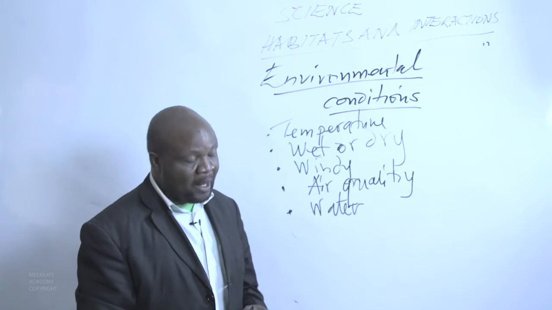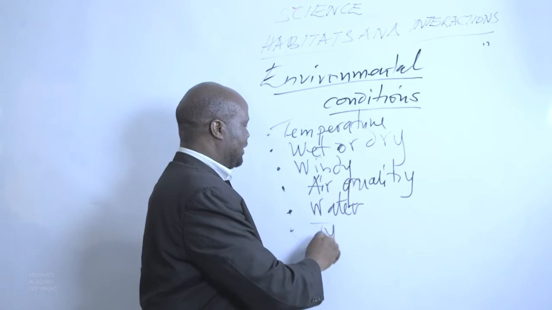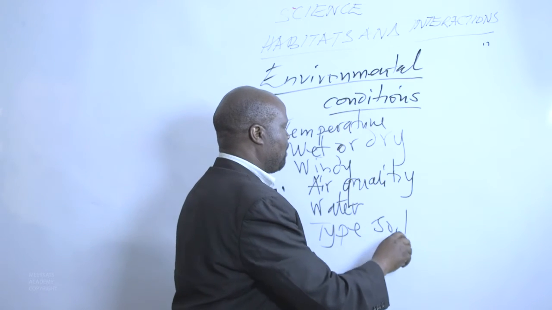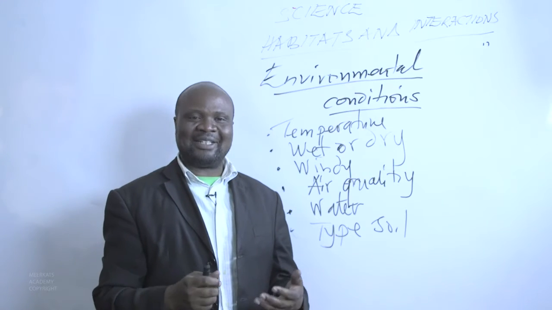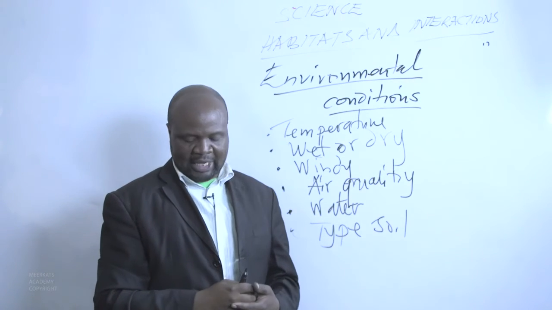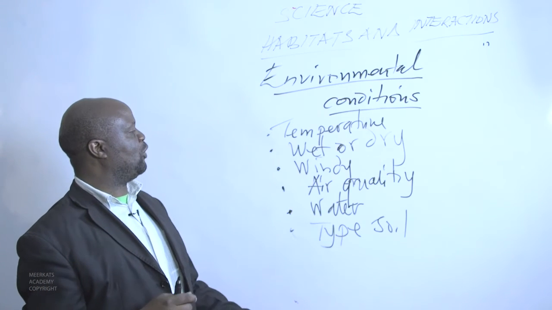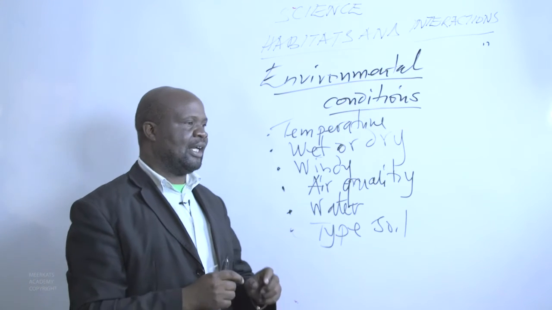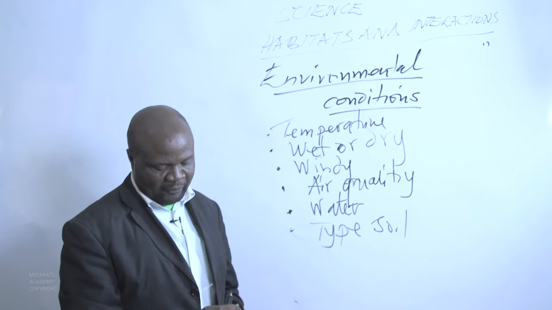Also, when it comes to environment, we look at the type of soil that exists in that particular area. We have soil that easily lets water percolate through, and after 1 or 2 days, the soil is dry. But we also have the type of soil that can retain water for a long period. Such a soil will also affect the type of organisms that exist within it. So we say soil can also affect.